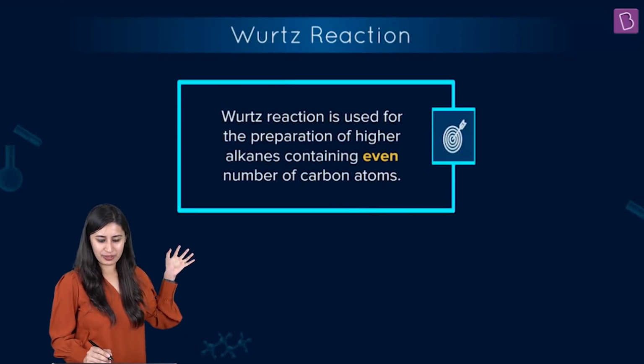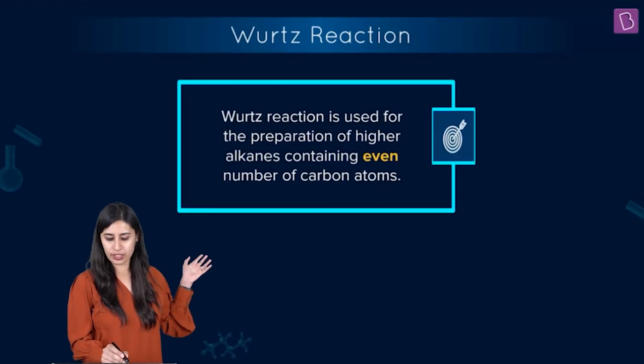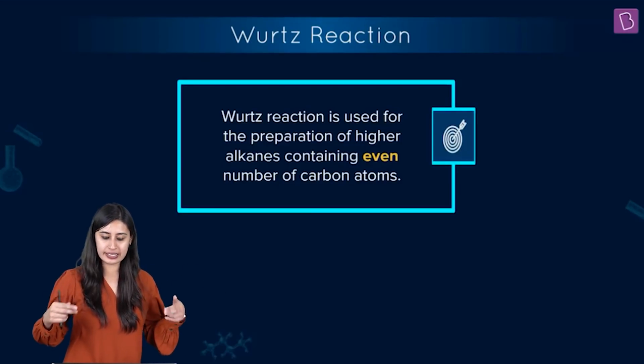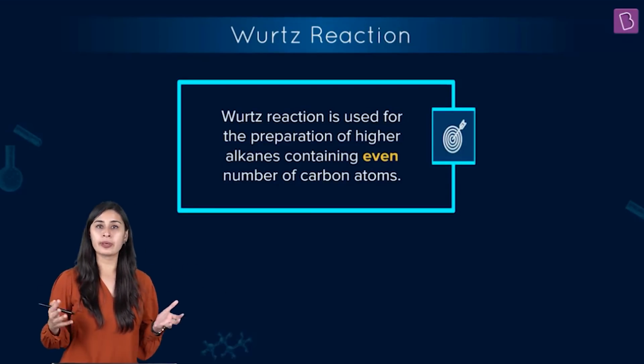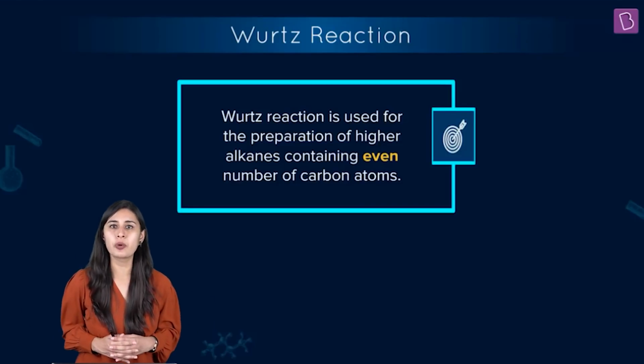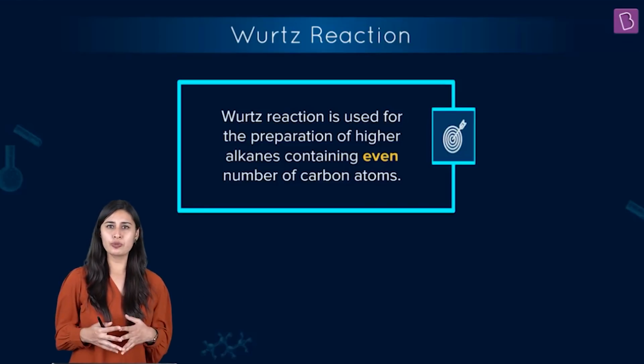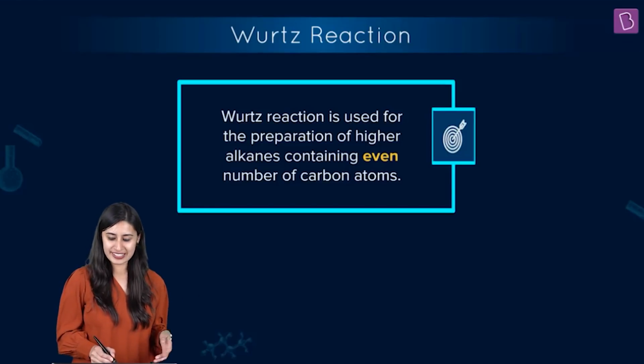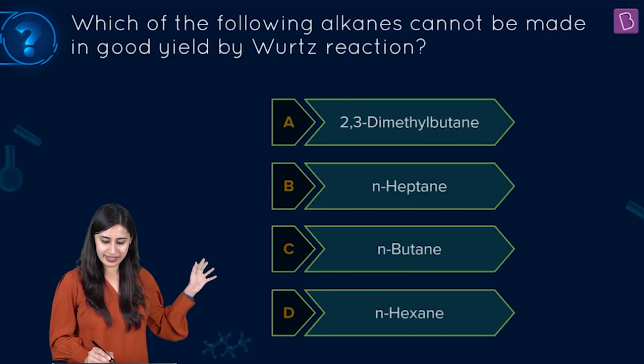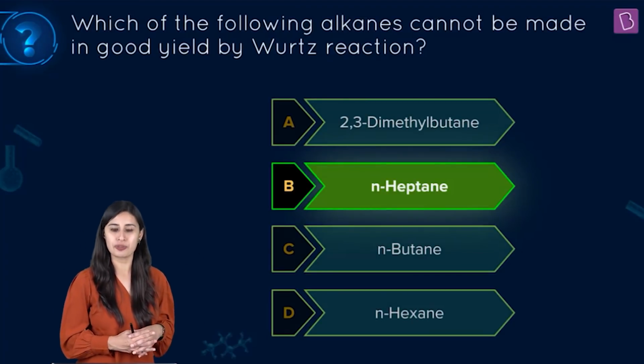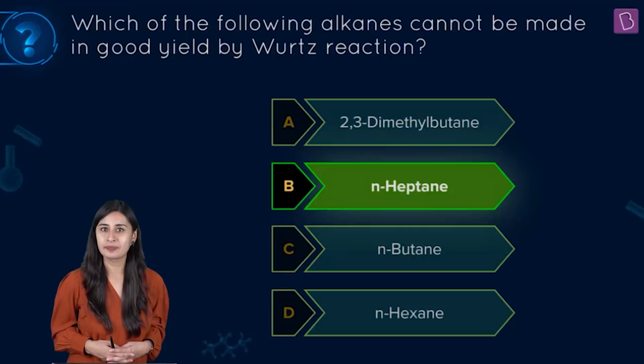So Wurtz reaction is used for the preparation of higher alkanes containing an even number of carbon atoms. And that's what Wurtz reaction is famous for. So I'm sure the question was super simple. All is well that ends well, and this has ended very well. The right answer to this question is option B, N-heptane.